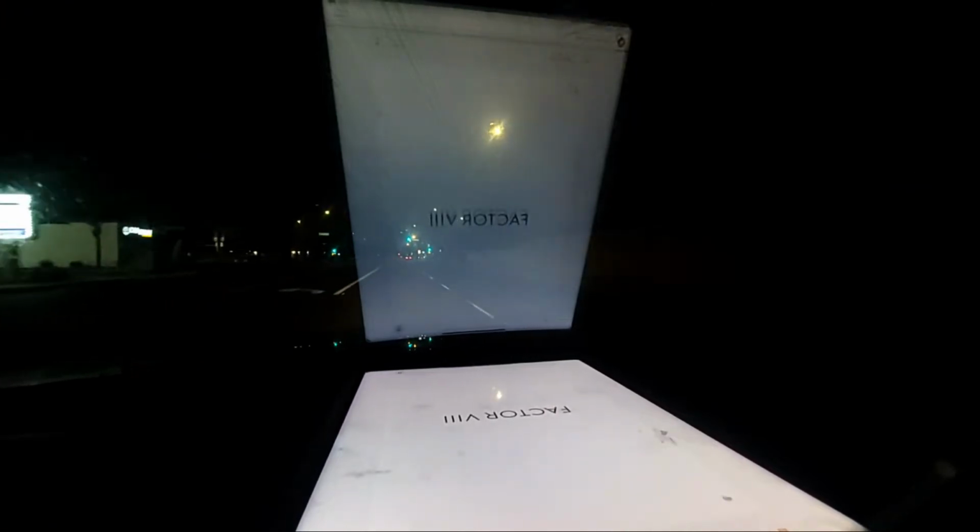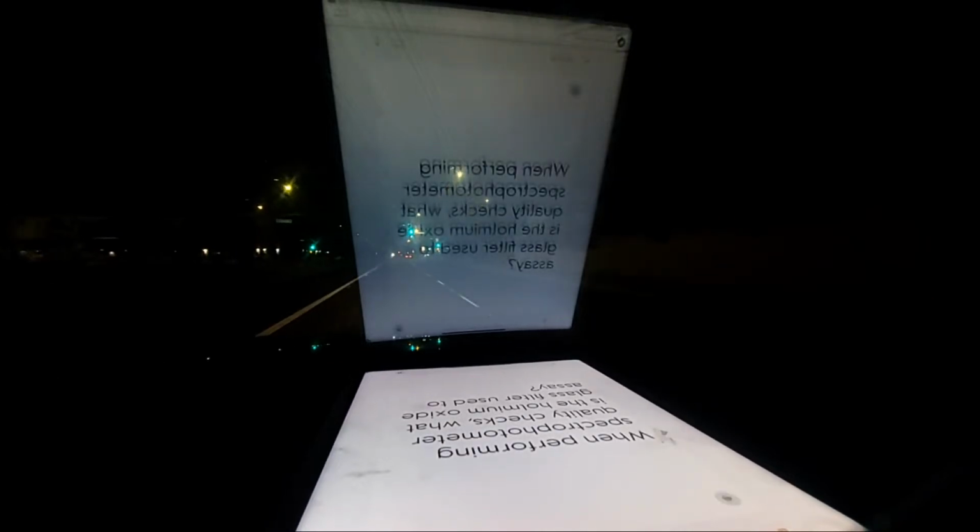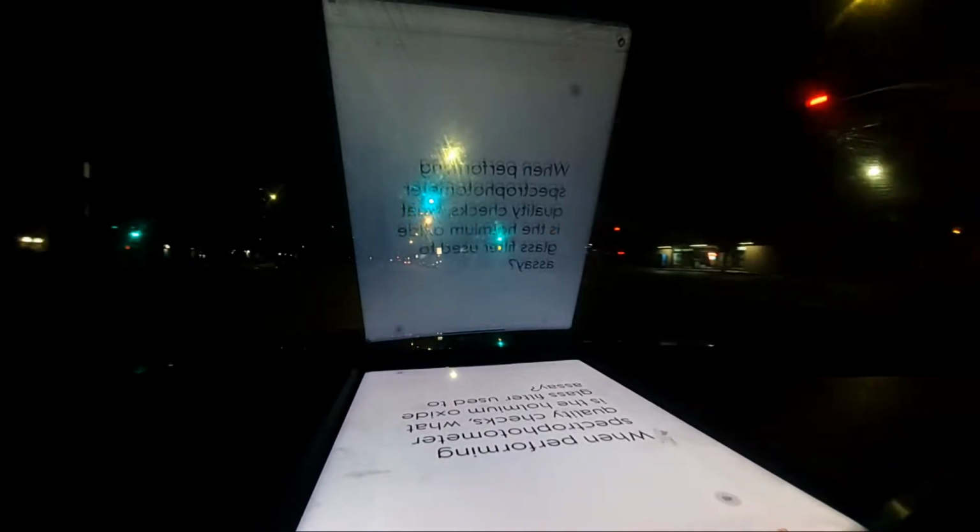Classic hemophilia is the result of a deficiency of which coagulation factor? Factor VIII. When performing spectrophotometer quality checks, what is the holmium oxide glass filter used to assay? Wavelength accuracy.